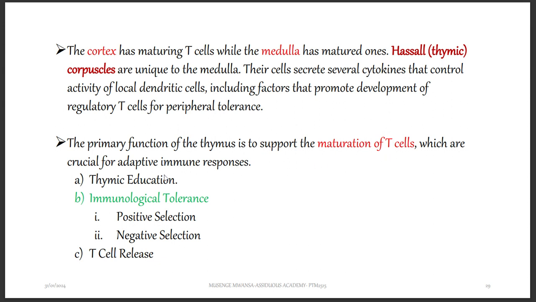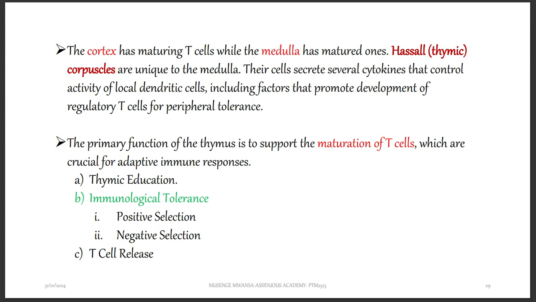So in the thymus, there are a lot of important things that happen. Thymic education: there is going to be an education in the thymus. You also have immunological tolerance. Tolerance is where you are tolerating some things. To tolerate something means that even if it's doing what is wrong, you are letting it go. So in the thymus, what will happen is this: if the T cells which are maturing are killing cells which belong to us, some of those T cells can actually be allowed to go. So that is tolerance.